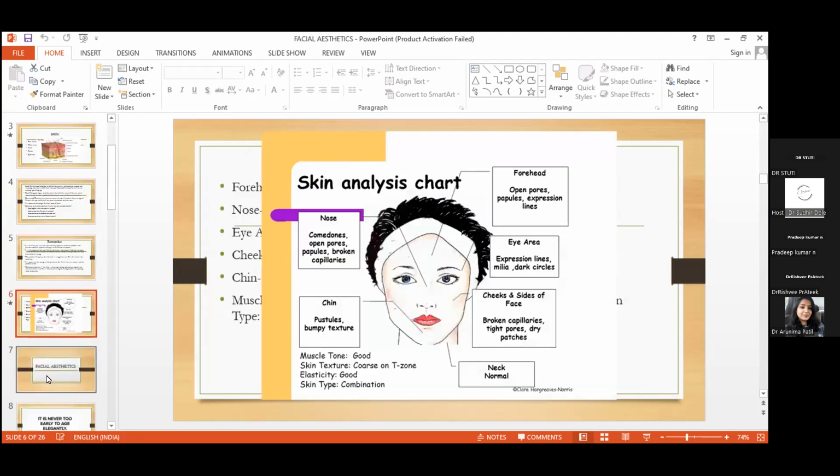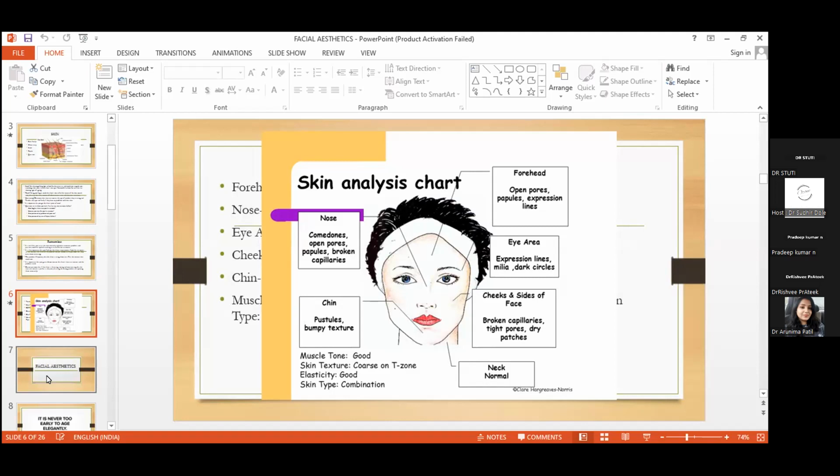So this is basically a skin analysis chart, what you have to visualize. First, from the forehead, you can see open pores, papules, expression lines, and sometimes acne, also if the patient has dandruff in their hair. Then you come to the eye area. There are milia, which are small white lesions around the eye, and dark circles are very common. Then comes the nose: comedones, basically whiteheads or blackheads, and broken capillaries if any are seen. Then you can see the cheeks or the side of the face. Then comes the chin and neck.